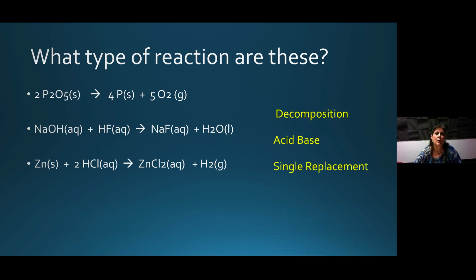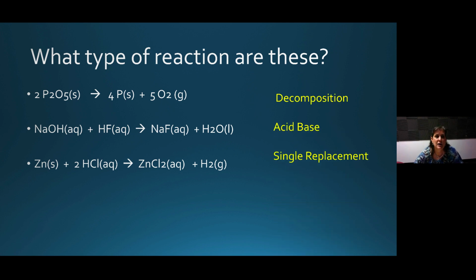All right, hopefully you noticed number 1 is decomposition. The P2O5 is a big chemical, but it's breaking down into phosphorus and oxygen gas. It decomposed. Second one, we have a metal with OH in back, and then we have an H in front with F. So that's an acid-base reaction.